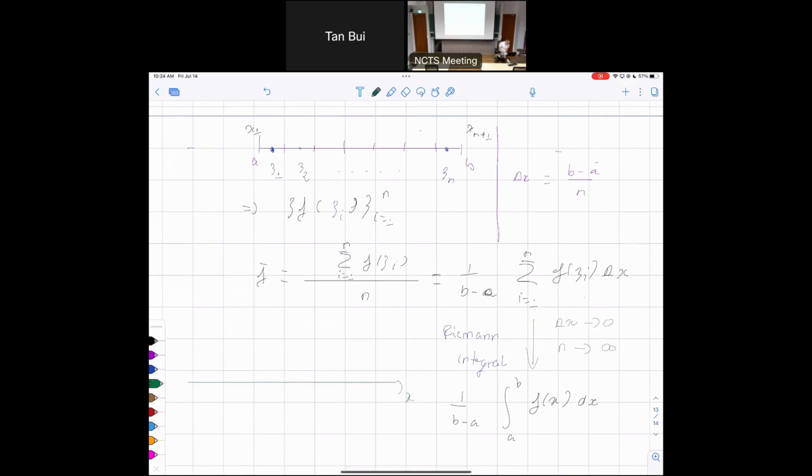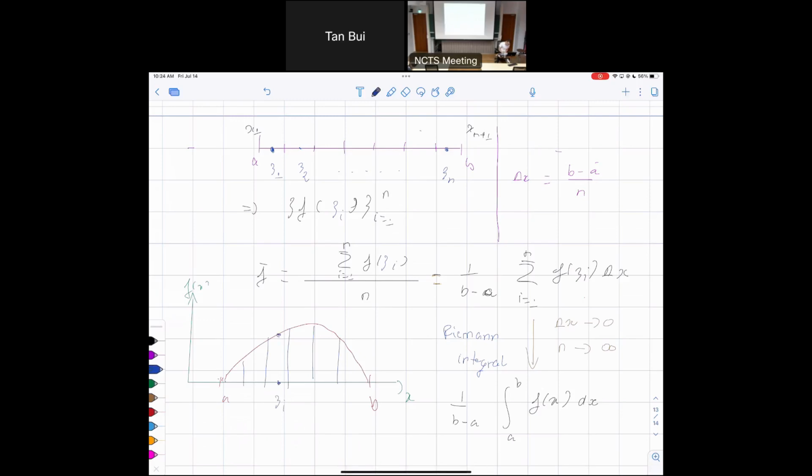This is x, f of x. If I have our interval from a to b, and I want to calculate the area under the curve, what I do is just chop. You see that we chop this into small pieces. And you see that this is i here, and then this is f of ci.